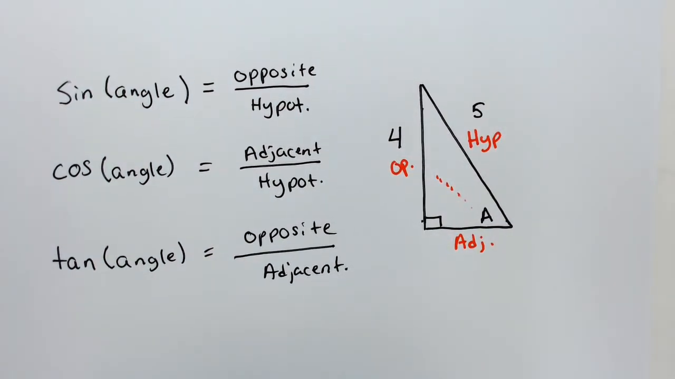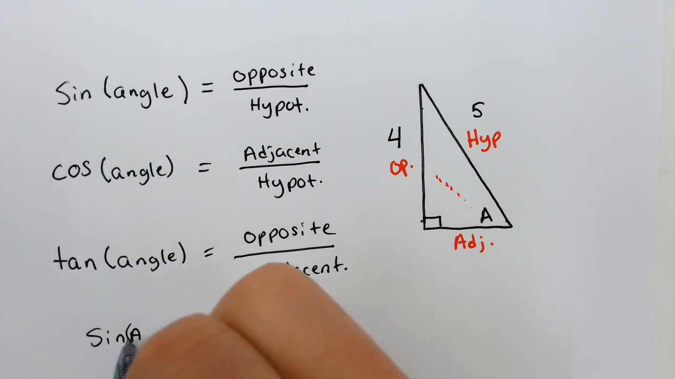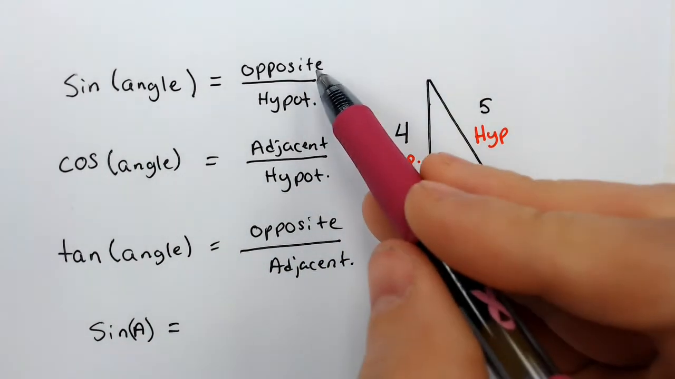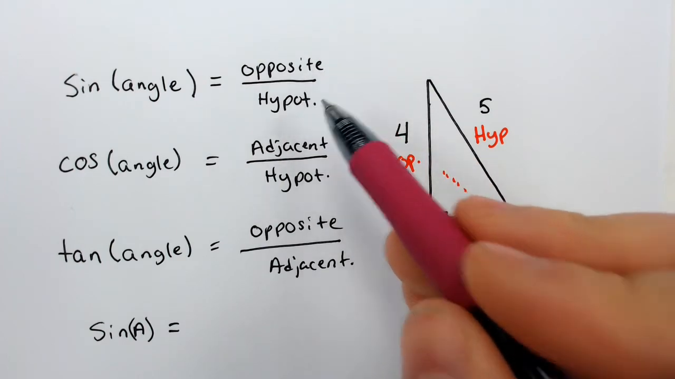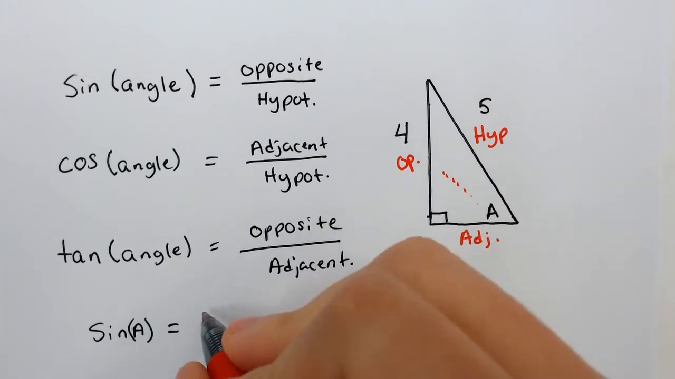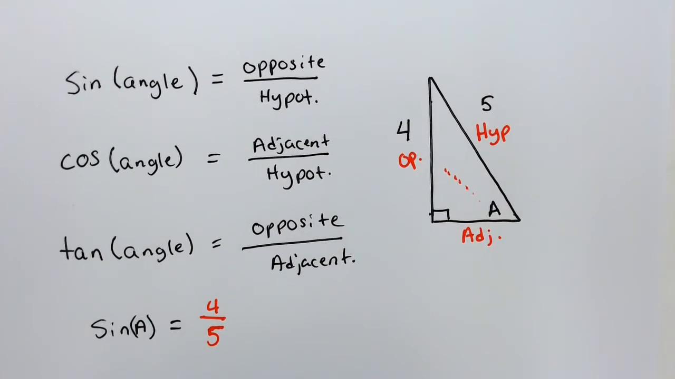If I wanted to write out what sine of angle A would be, if I had a question like sine of angle A equals, well, then it would just be the opposite over the hypotenuse, which in this case would be 4 for the opposite over 5 for the hypotenuse.